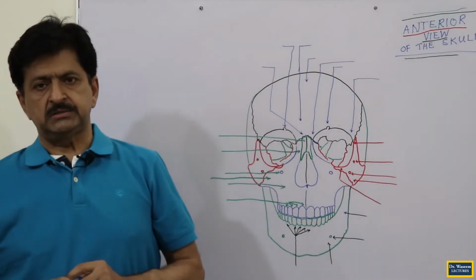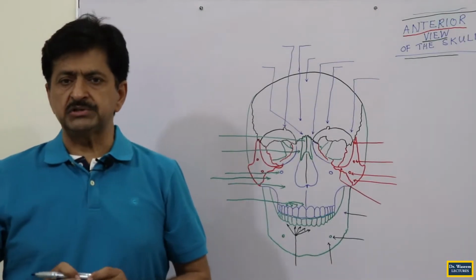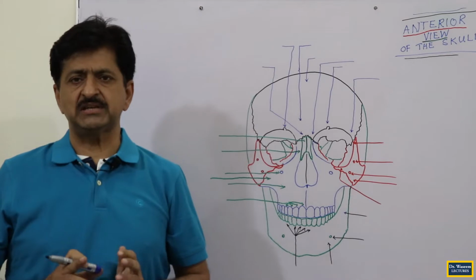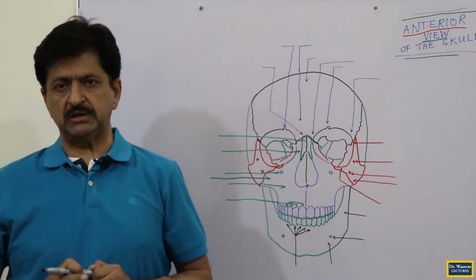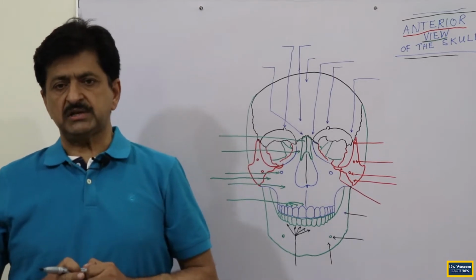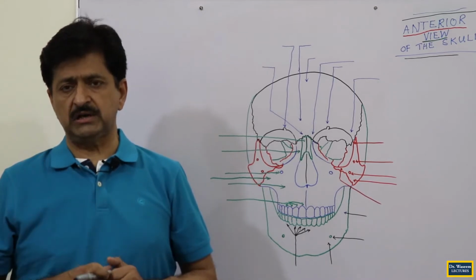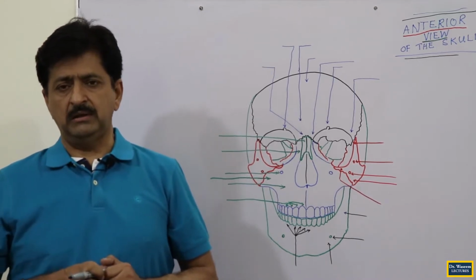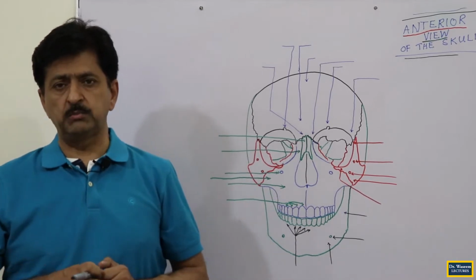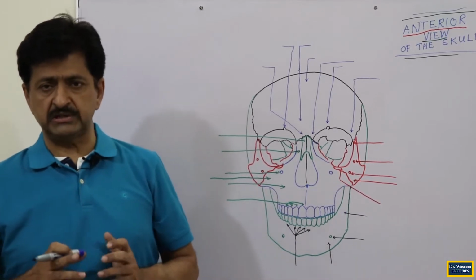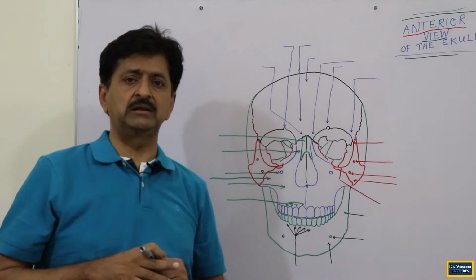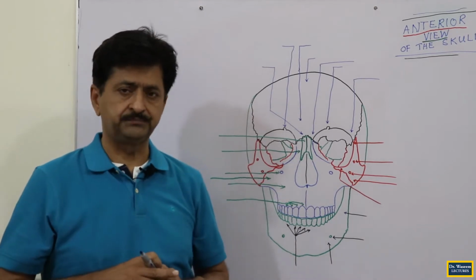Today in this class, we are going to discuss various aspects of the skull. Various aspects means we have to first watch the anterior view of the skull. In the class that follows, we will be discussing the lateral view of the skull, and later on the superior and the posterior views.